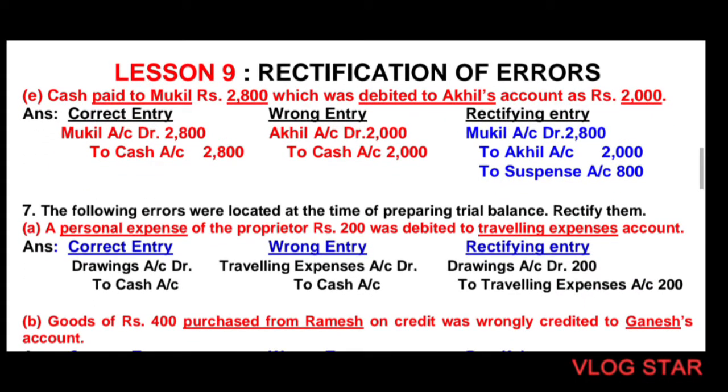Next question. Cash paid to Mukil rupees 2800, which was debited to Akhil account at rupees 2000. So what is the correct entry? Paid to Mukil, which I have underlined, Mukil account debit to cash account. So Mukil account debit to cash account is 2800. That is the correct entry. But wrongly what we did, instead of Mukil, we debited Akhil account as 2000. So only the debit side is the mistake we did in the account.